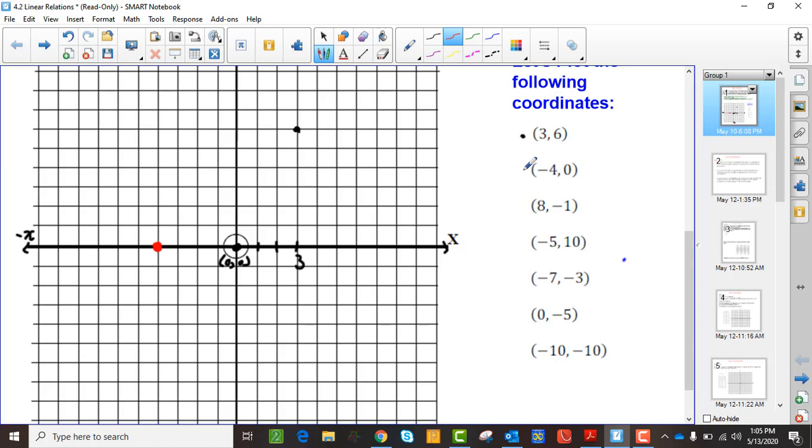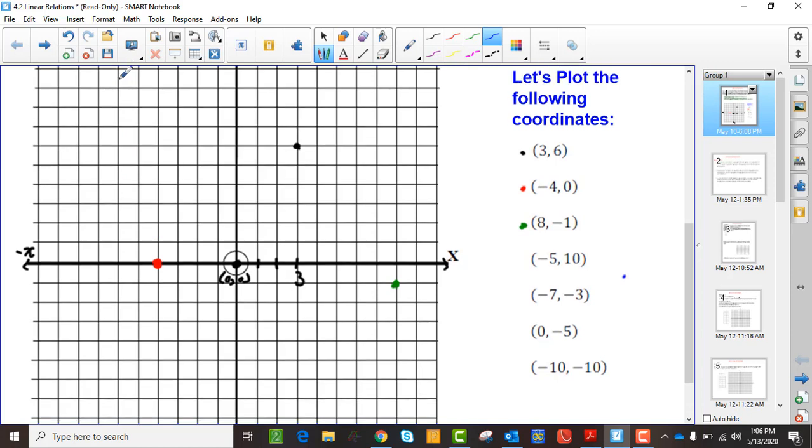So we'll just identify these by color so you can kind of see where we're plotting each one. 8 and minus 1. We go 1, 2, 3, 4, 5, 6, 7, 8 first in the x, and then down 1 in the y. So there's 8 and minus 1. All right. Minus 5 and 10. Again, we start with the x. So we go minus 1, 2, 3, 4, 5, and then we go up 10. So 1, 2, 3, 4, 5, 6, 7, 8, 9, and we're going to have to scroll up just a bit. There's 10. I'll count that again. 1, 2, 3, 4, 5, 6, 7, 8, 9, 10. Yep.